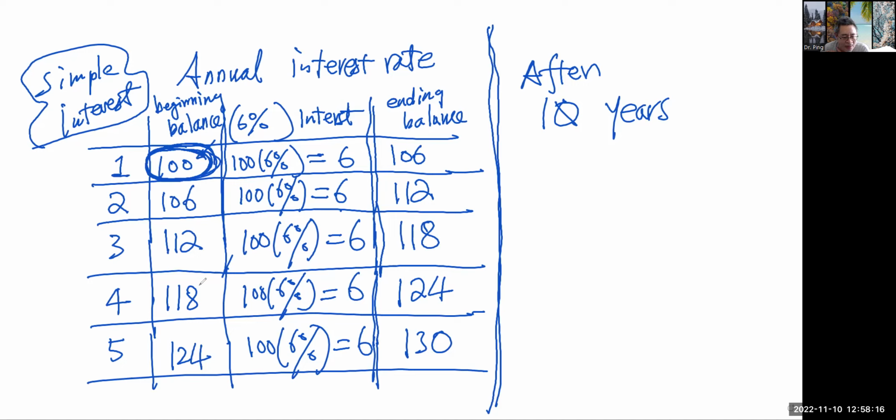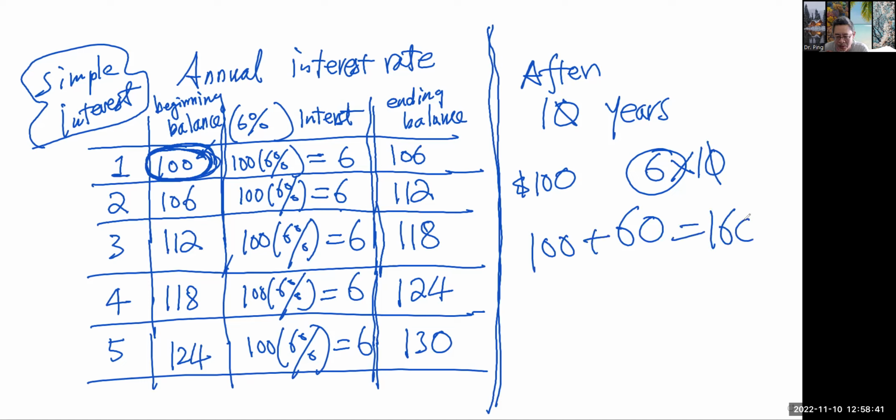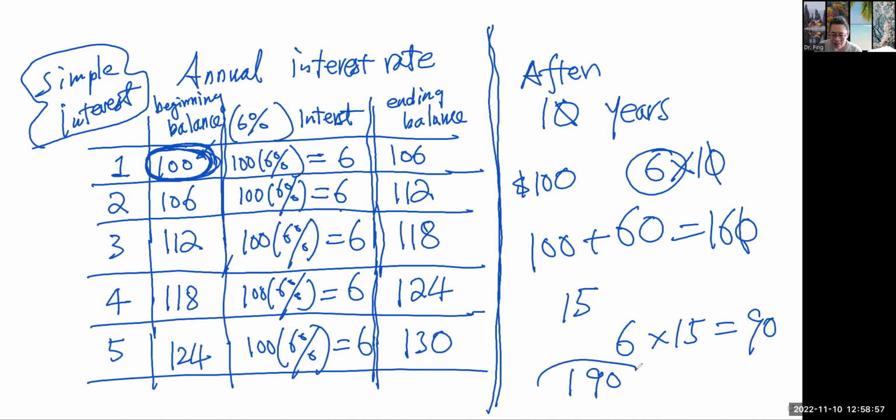So you can see that if you want 10 years, let's say we start at $100, we know the interest rate is 6. After 10 years, you have 10 years of interest, each year 6. So after 10 years, that's just 10 times 6. That's 60. So 100 plus 60 is 160. That's how much you got after 10 years. If it's 15 years, you simply do 6 times 15, and that gives you 90. So you got 190 as your ending balance. So finding the simple interest is pretty easy.